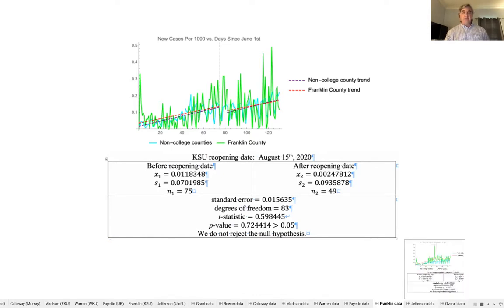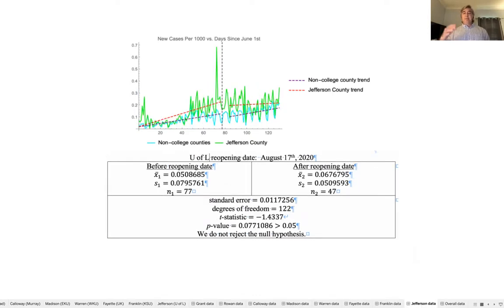And Jefferson, which is likely to be the least affected because of the large total population of Jefferson County. If we look at the average difference over here and the average difference over there, we're not able to reject the null hypothesis. It's close, about 7.5%, 7.7%, but we can't draw that conclusion.